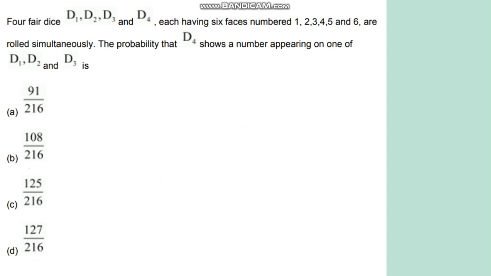Those who want to try it yourself may pause the video and try it once. I'm proceeding with the solution. So let's first write that these are the dice D1, D2, D3, D4. And we are assuming variables, let x1, x2, x3 and x4 be the numbers which appear on the dice when they are thrown. Means when I throw die 1, we get, let's say, 2, then x1 is 2 and so on.